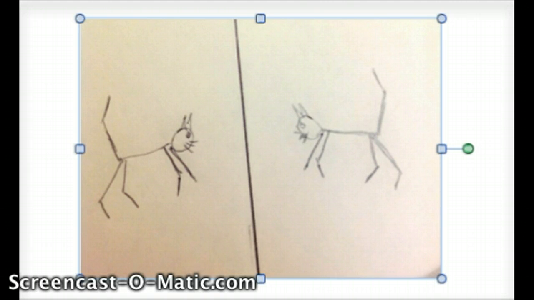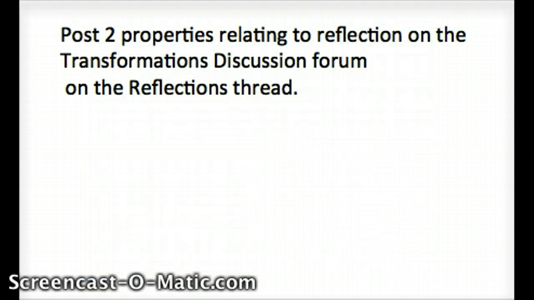So what I'm looking for is that these connecting segments become the structure behind a reflection. And I would like you to write 2 key points that you notice about those connecting segments. Go ahead and post those on the discussion board. Take a moment to post your properties, and then we will move on to the next part of the activity.